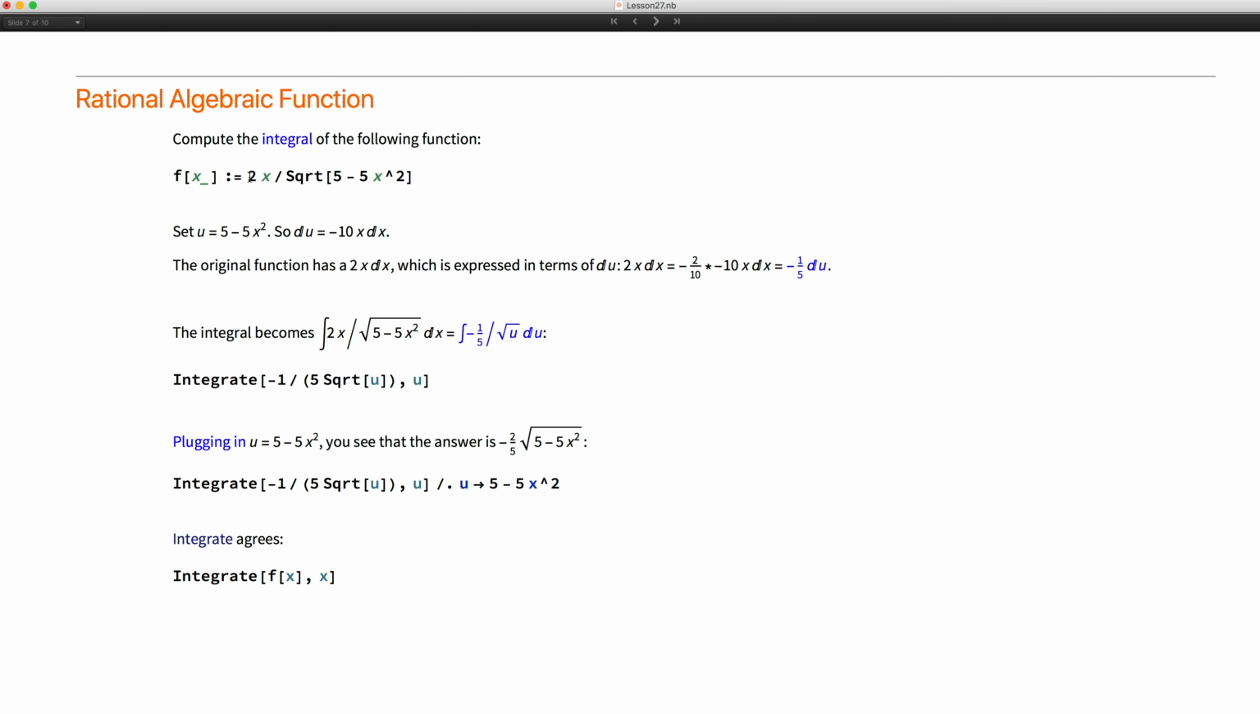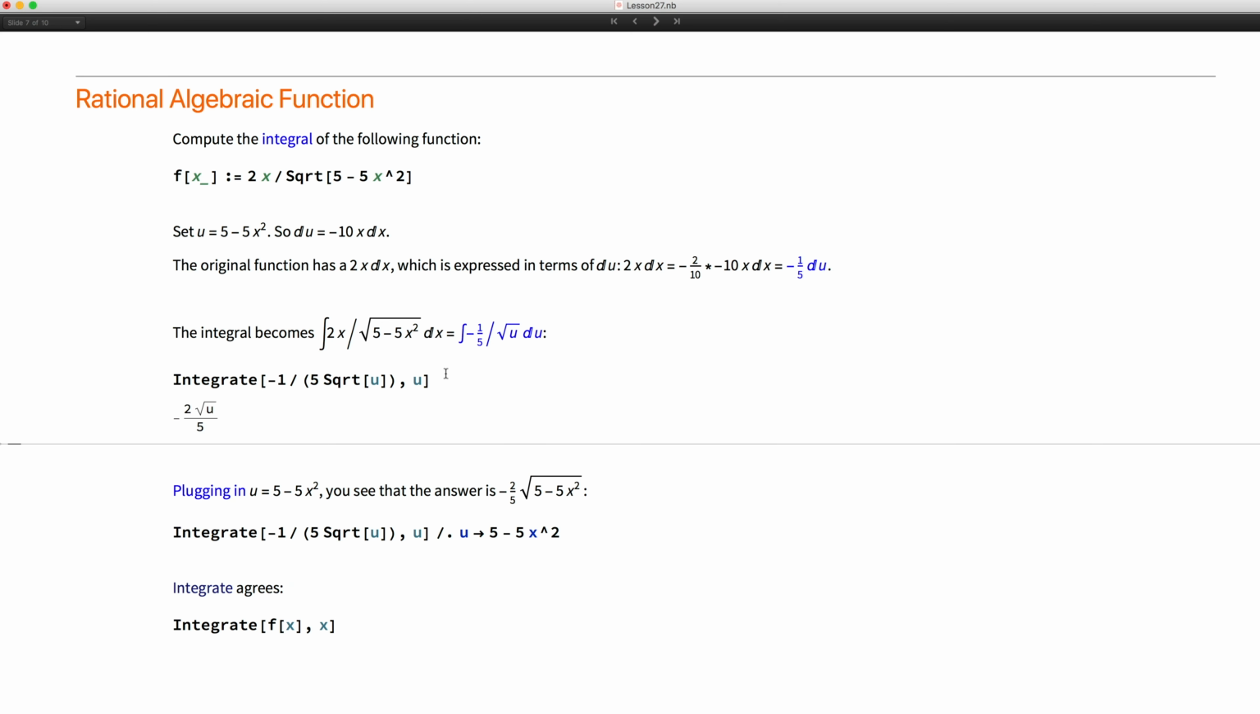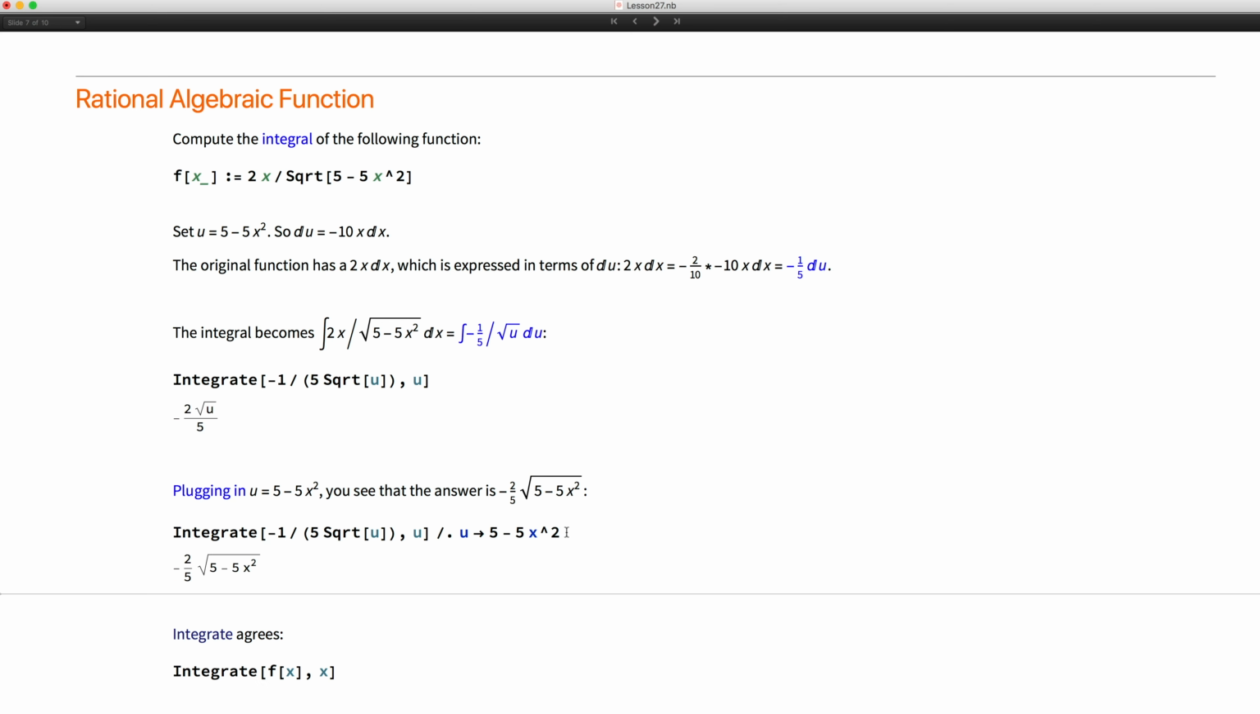And here you set u to be 5 minus 5x squared. So du is negative 10x dx, because that's the derivative of u. And then you tell yourself that you have a 2x over here, so we need a small adjustment. So write as negative 2 over 10 times negative 10, and you get back the integral in terms of u. Over here, you plug in the expression for u as 5 minus 5x squared, and of course, Integrate will give you back just the same answer in this case.